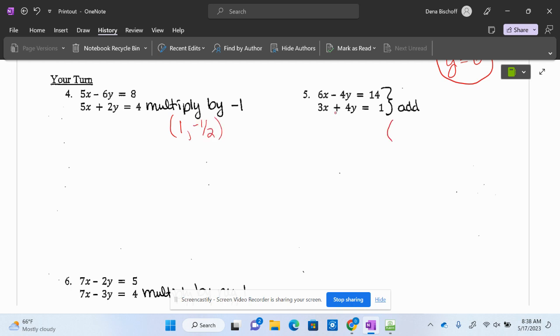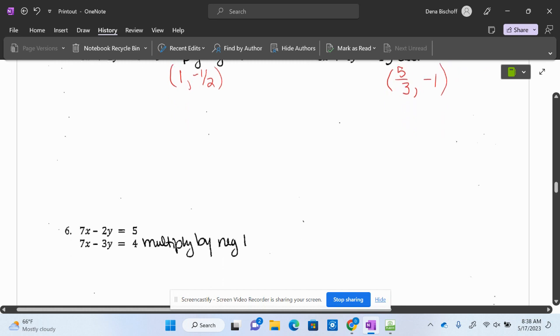The solution to this one is 5 over 3, negative 1. So those are the solutions. If you choose to solve them out, make sure you get those. Okay, it's good practice. Good practice, but I'm going to give you practice today. Number 6, we're going to do number 6 together.